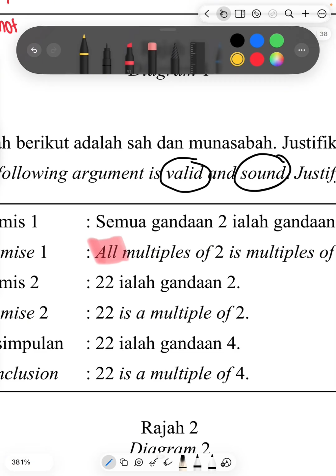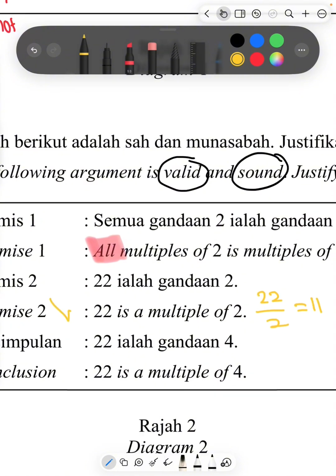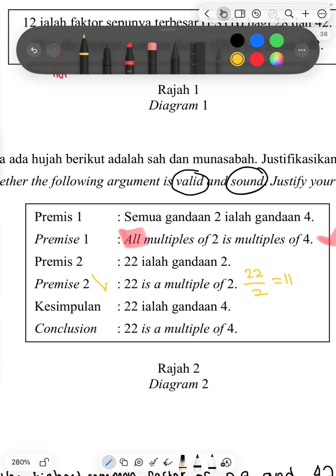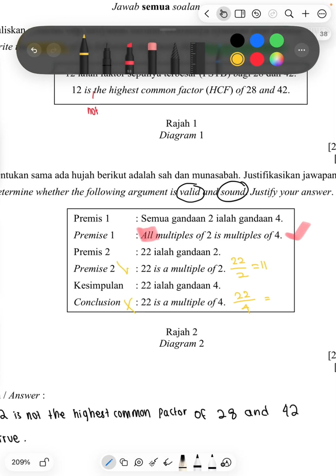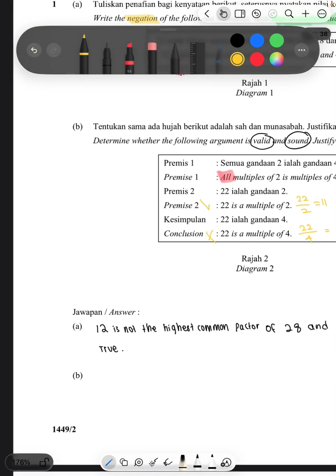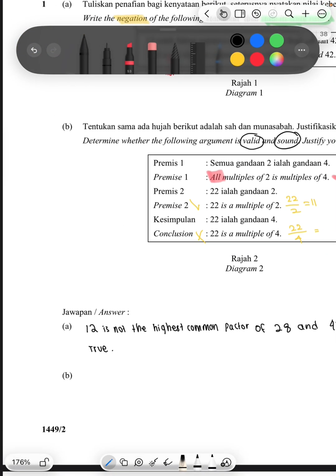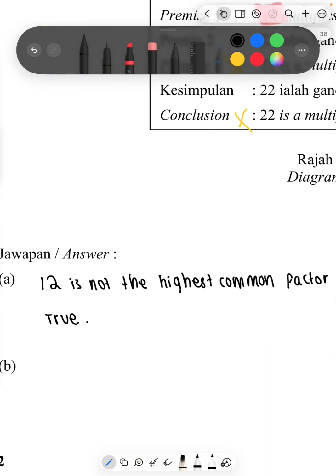22 is a multiple of 2. You divide 22 by 2, you get 11. So this is true. Now, 22 is a multiple of 4. You take 22, divide by 4, and you don't get a whole number. So this is wrong. I feel like if you want to determine if the argument is sound, you only look at the conclusion. So in this case, this argument is valid but not sound.